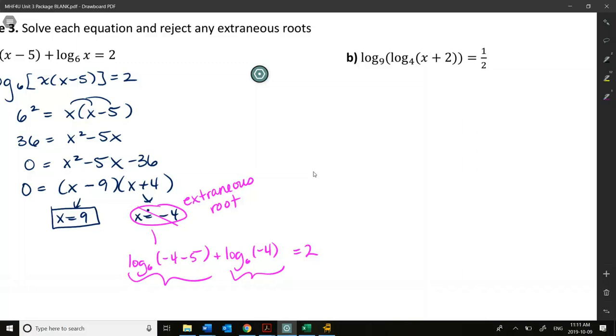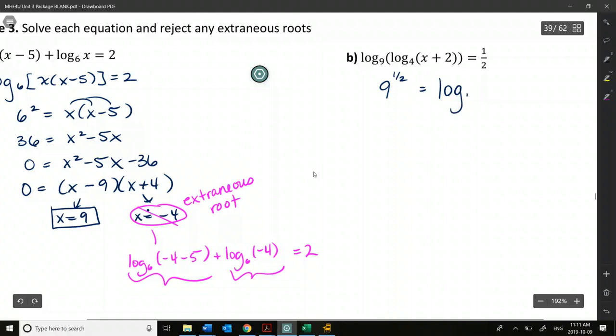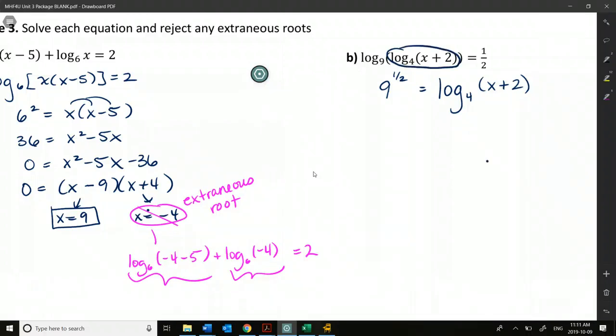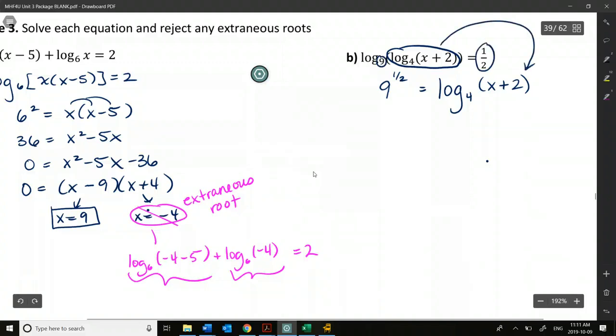Equals? Very good. Okay, so this is the inside, okay? So we're looking at the entire expression right now. The base is 9, the exponent is a half, and it's going to be equal to this. So we're changing this into exponential form.